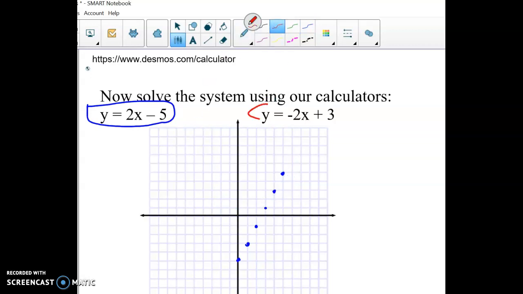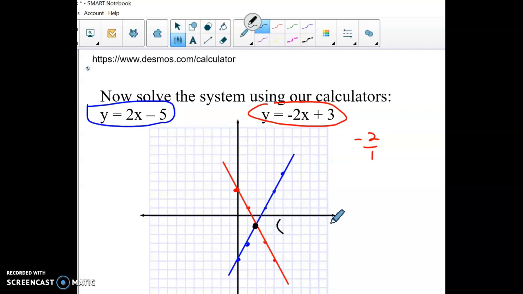Okay, and then I'll do a second color for this one. It has a y-intercept of 3 and a slope of -2. So I'm going to go down 2, right 1, down 2, right 1, down 2, right 1. Okay, and I can already see I found the point where they overlap. Right, so I'll draw the lines in here. All right, so the point that they cross at is right there.